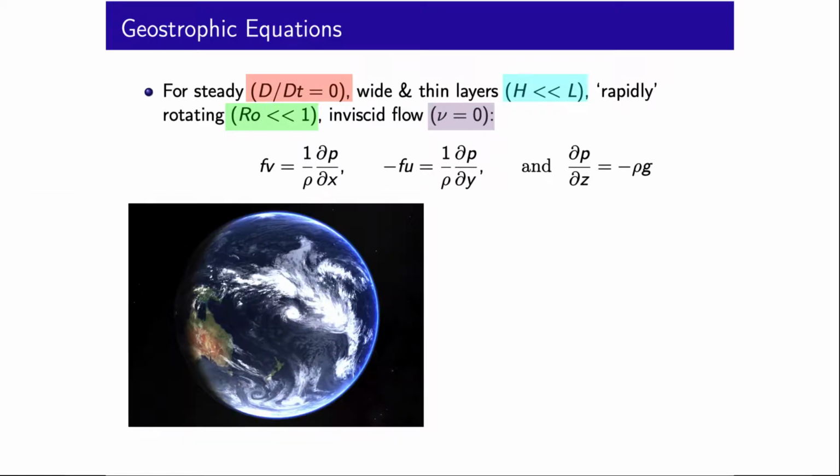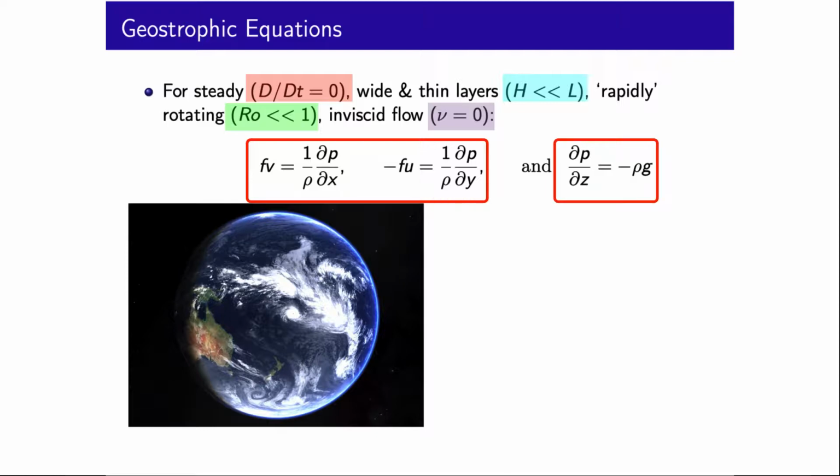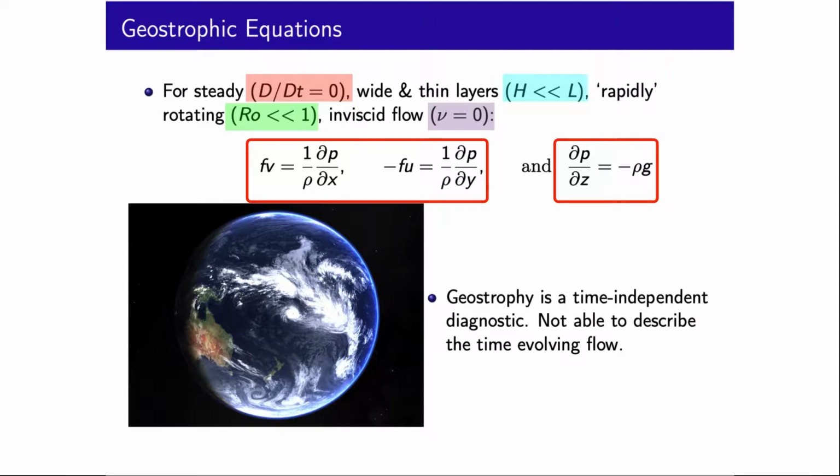In the horizontal directions, the geostrophic equations describe the balance between the Coriolis acceleration and the horizontal pressure gradients, and in the vertical, the flow is hydrostatic. This set of equations describe a balanced state that is time independent.